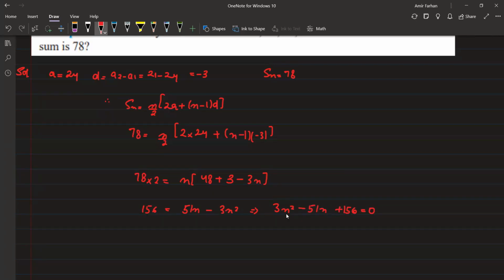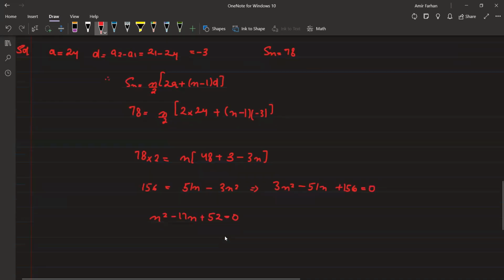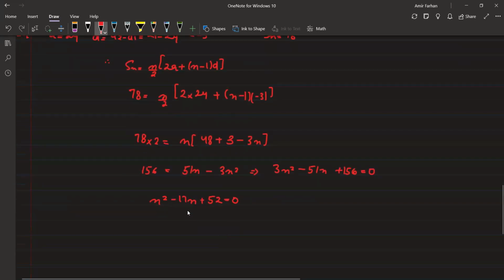Yeah. So you can see 3 can be taken out common. So the equation will become n square minus 17n plus 52. Is this clear, Zainab, the steps that I've taken? Yes, sir. Now you have to split 17 in such a manner that the sum of the splitting terms is equal to 17, and when you multiply them, it should be 52.